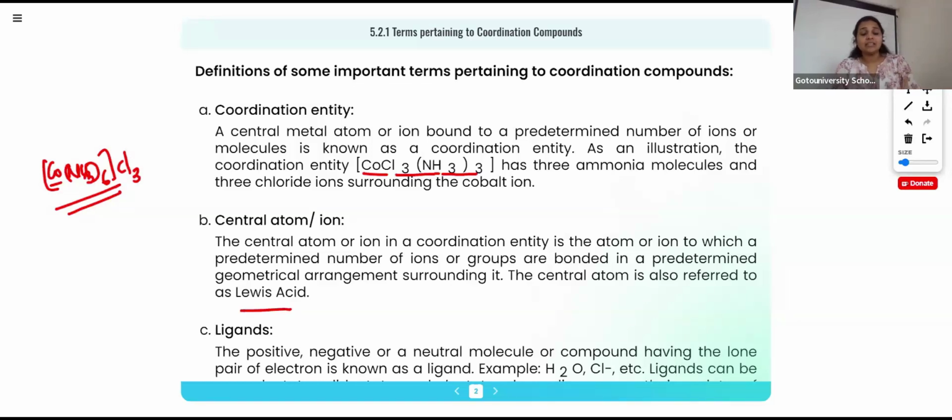What is a Lewis acid? Lewis acids are acceptors of electrons. Lewis bases are electron donors. In coordination compounds, how this bond is forming, we will discuss in the next topic. Before that, normally the bond is forming like the ligand is giving electrons to the metal atom.